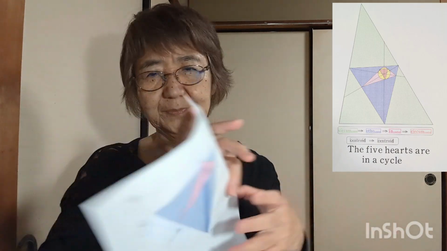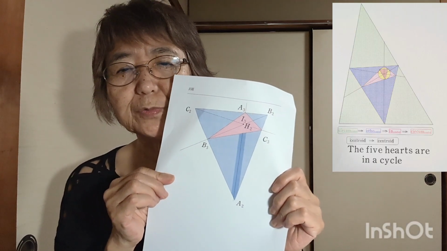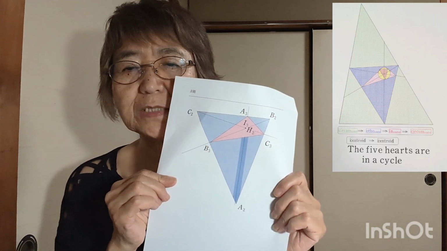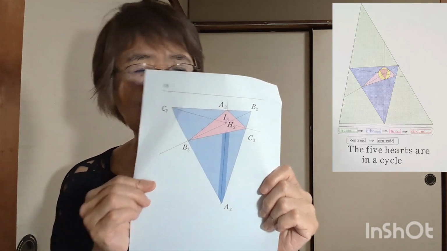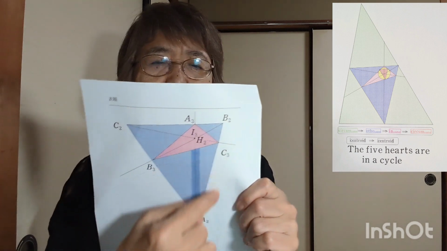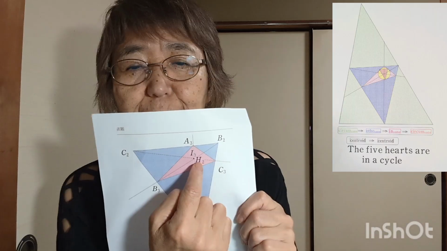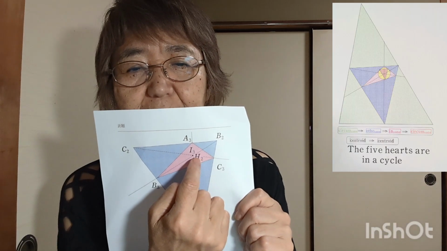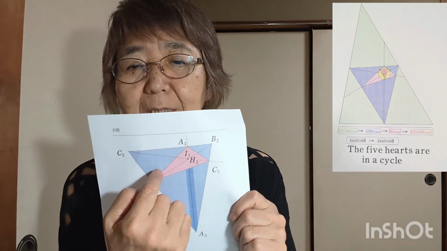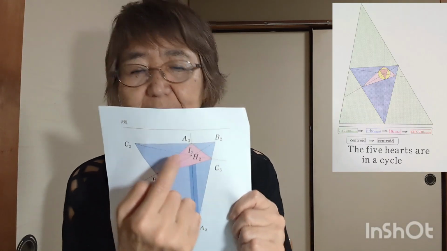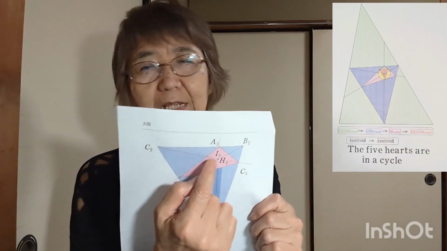Next, the orthocenter H2 of the blue triangle overlaps with the incenter I3 of the pink triangle. Blue triangle, H2, orthocenter. Pink triangle, the incenter I3. I3 and H2 are the same point.